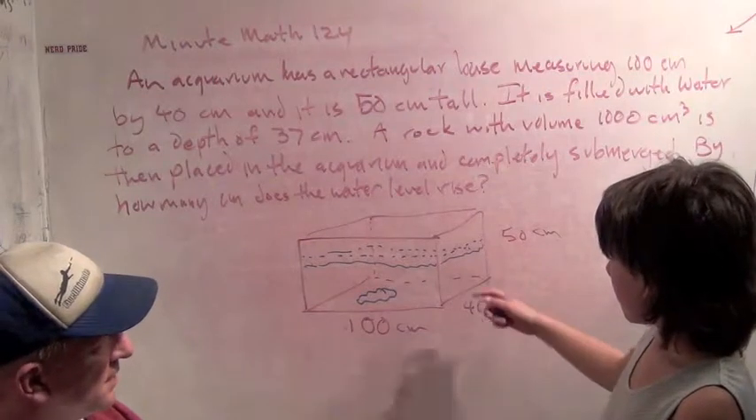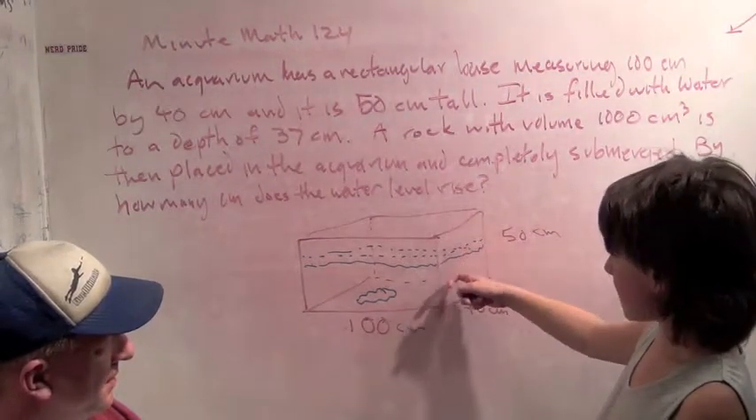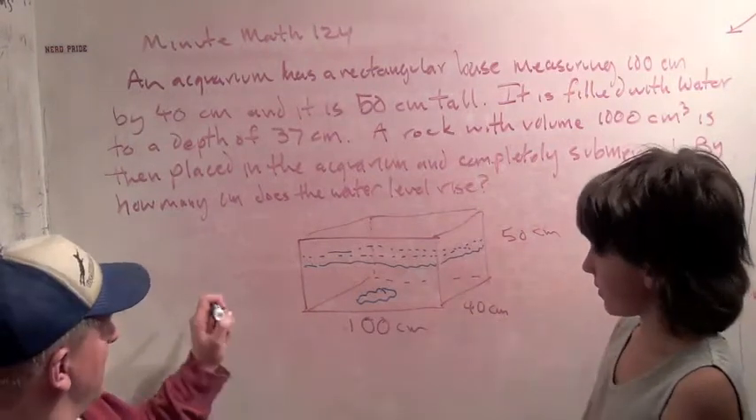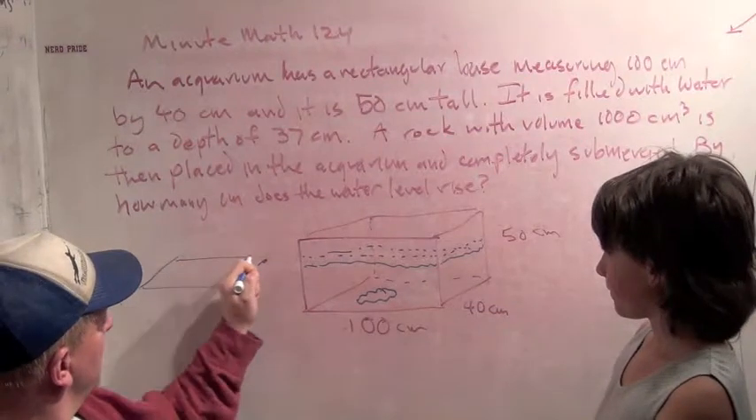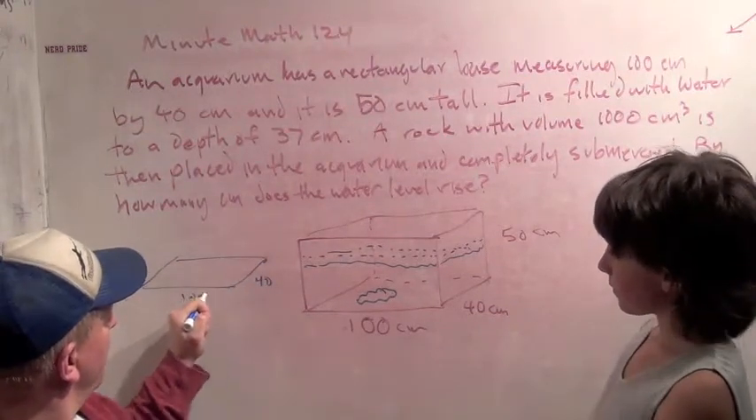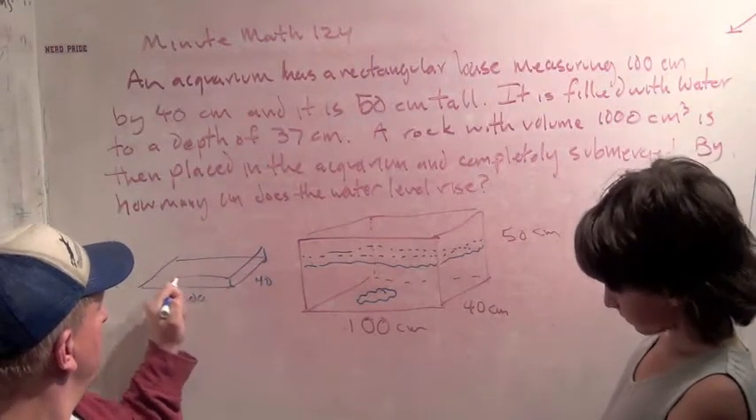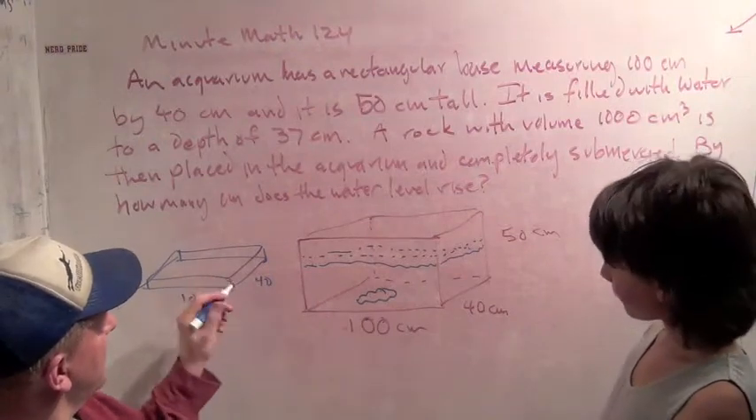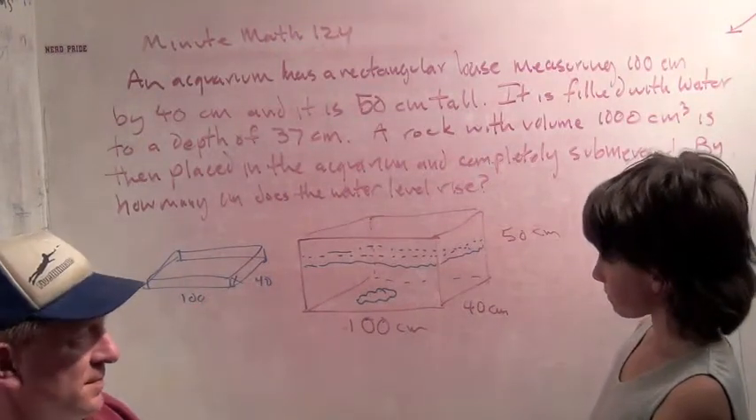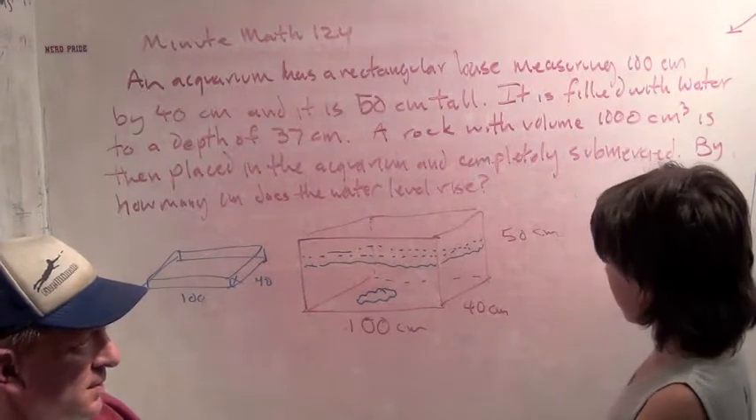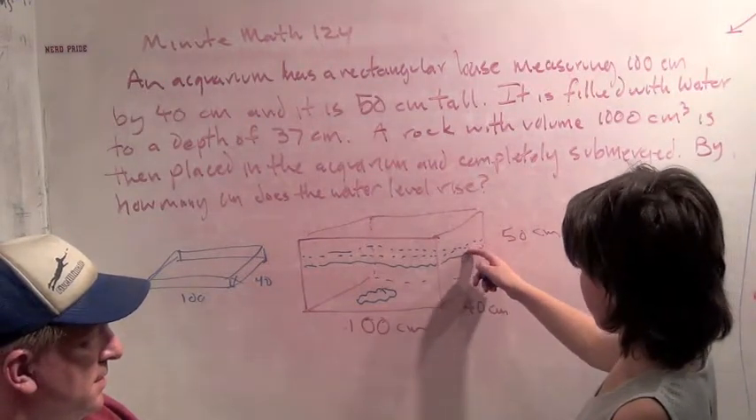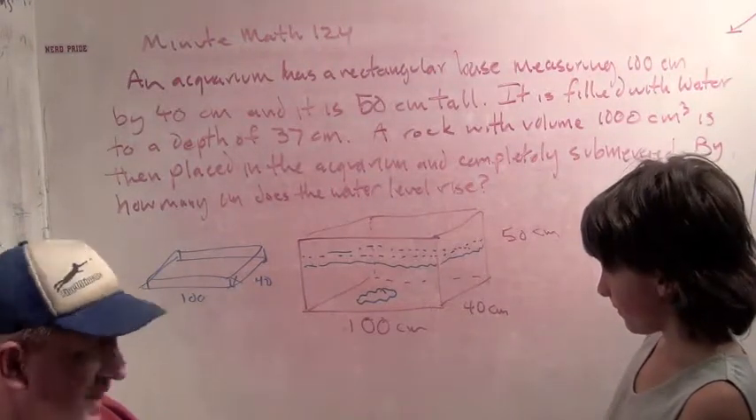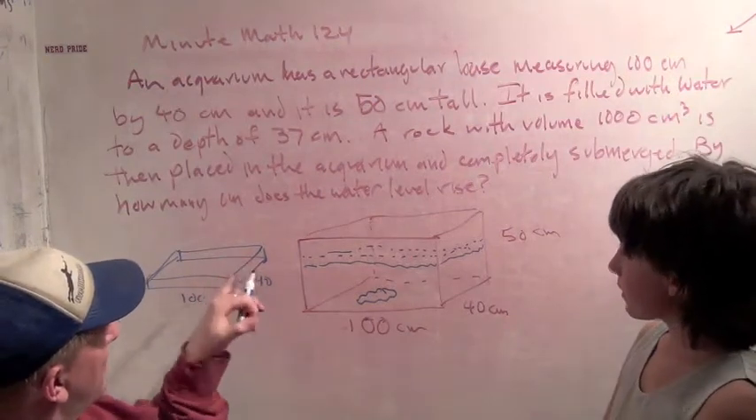Well, we can figure out the length and the width. The length is 40 and the width is 100, and we have to figure out how tall it is, that sort of three-dimensional rectangle. Do we know anything else about this little box? Yeah, the volume. What is the volume of this amount of water?